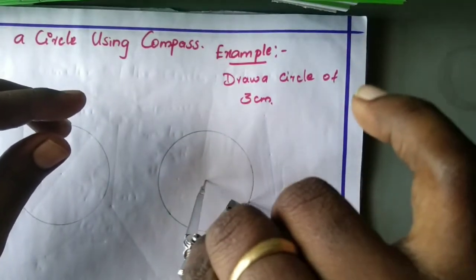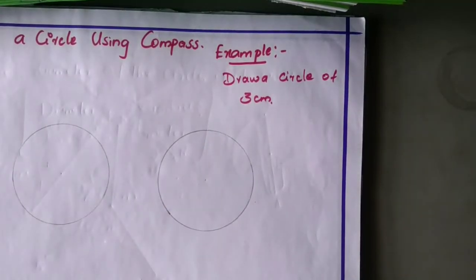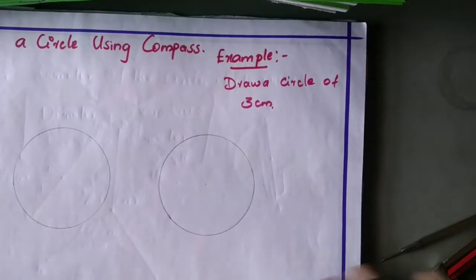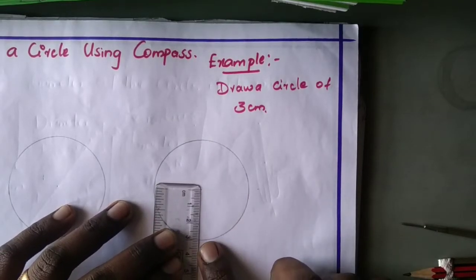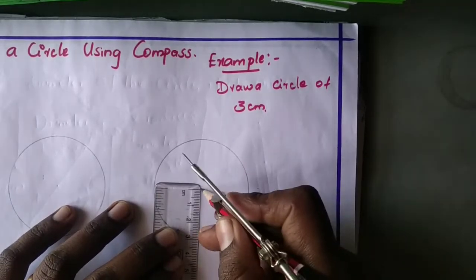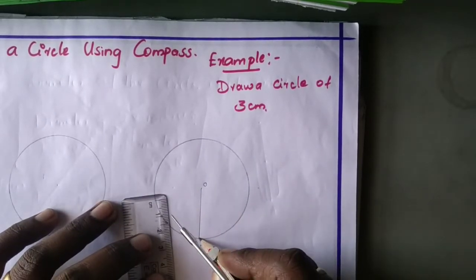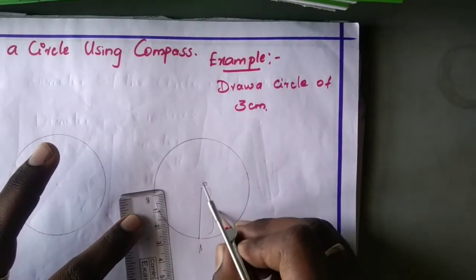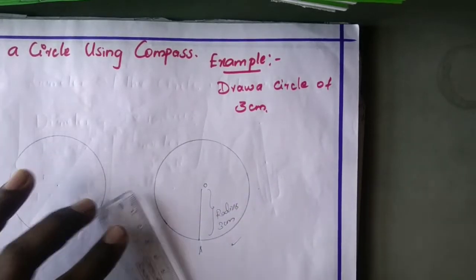So draw like this exactly. You should reach the starting point of the circle. Are you clear? So this figure obtained is a circle of radius 3. You can measure from your center to the circumference, to any one point on the circle, and you will get exactly 3. This is the center O, and this is A, any point on the circumference of the circle. This is the radius, 3 centimeters. So it's correct. Are you clear?